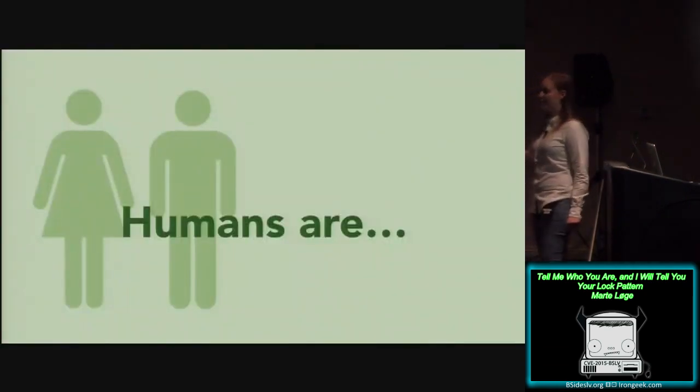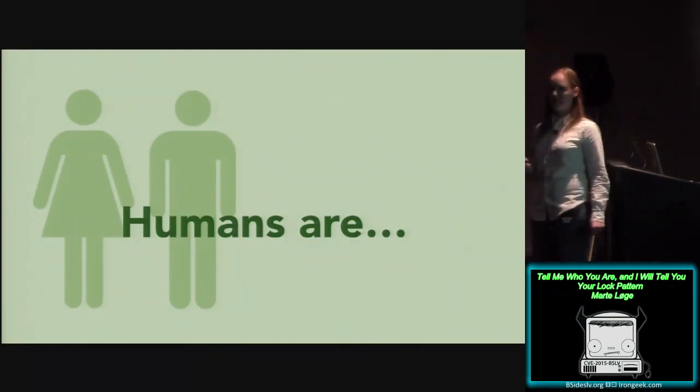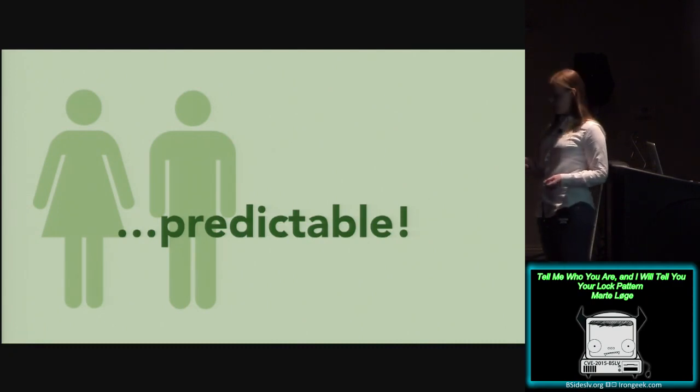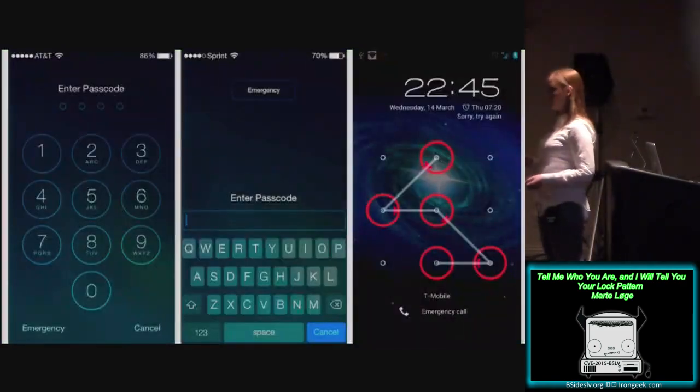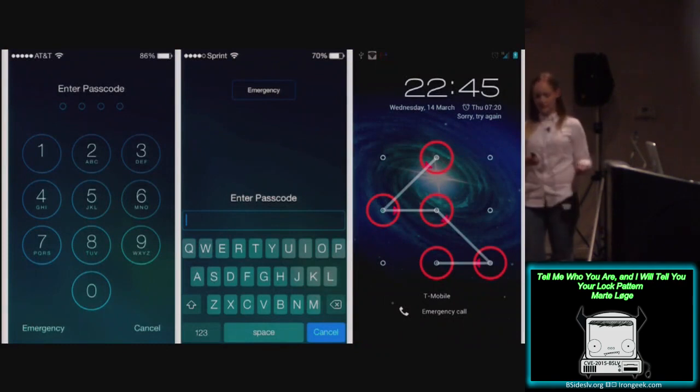So my talk is about passwords, graphical passwords, and I like to look at passwords and the predictability and the human aspects of passwords. Because humans are really predictable, and when we talk about predictability, that's not a good thing when we talk about security, right? So, my talk is going to focus on the Android pattern lock, as you probably know.